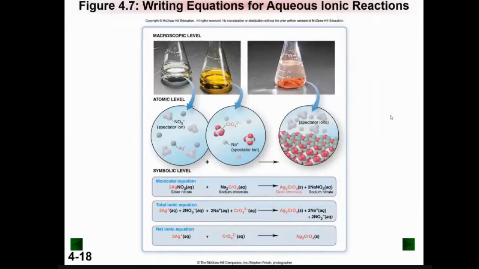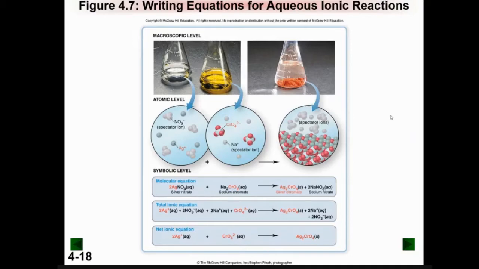Coming back to all those. And so this is what we call, there's actually 3 different types of reactions going on here. The first one is a molecular equation. Up until this point in your chemistry lifetime, this is the one you normally do. You assume everything's behaving like a molecule. The problem is silver nitrate and sodium chromate are not molecules.